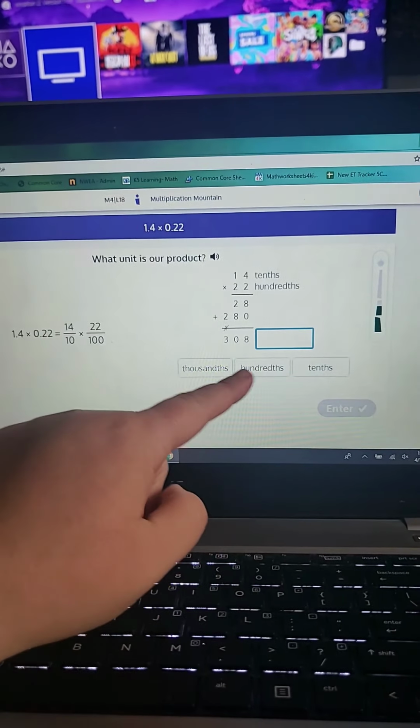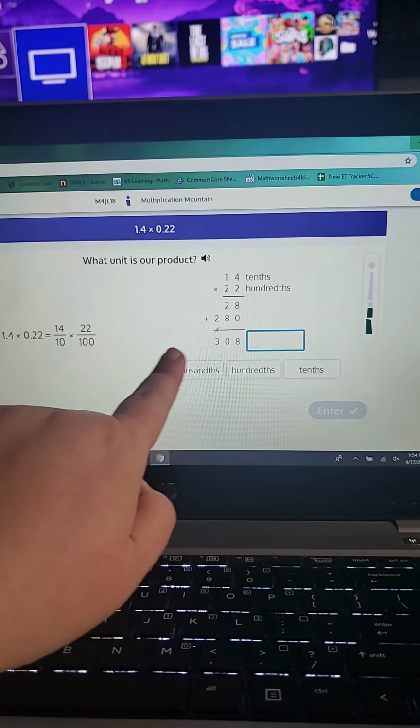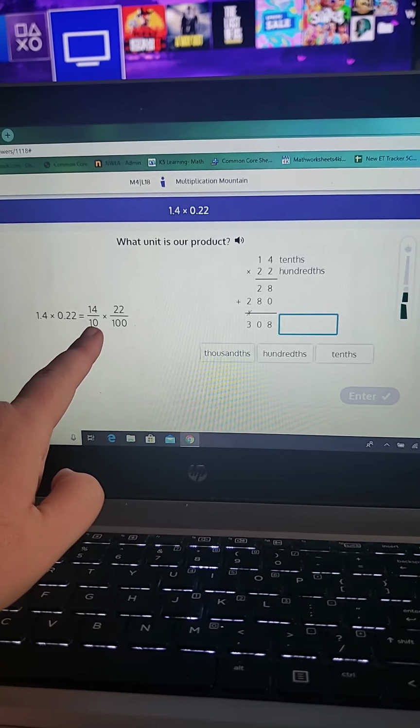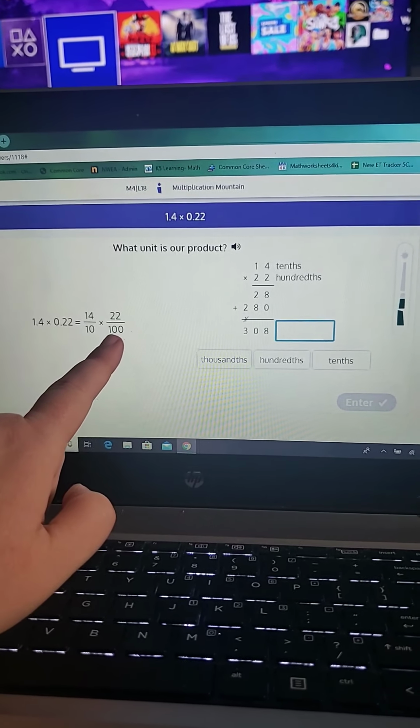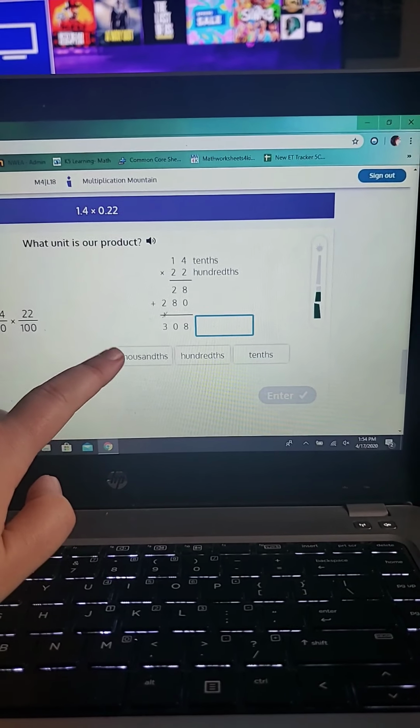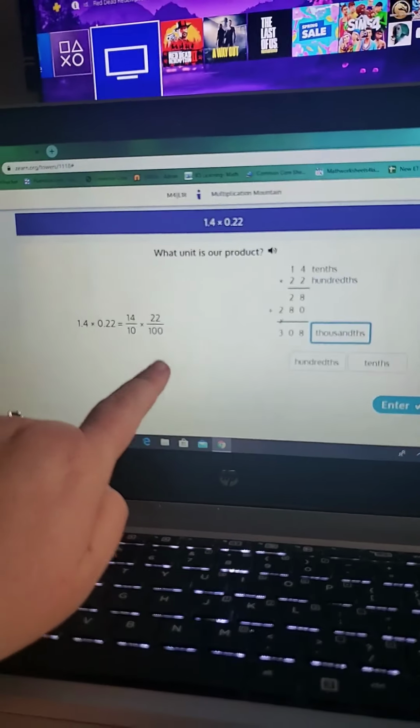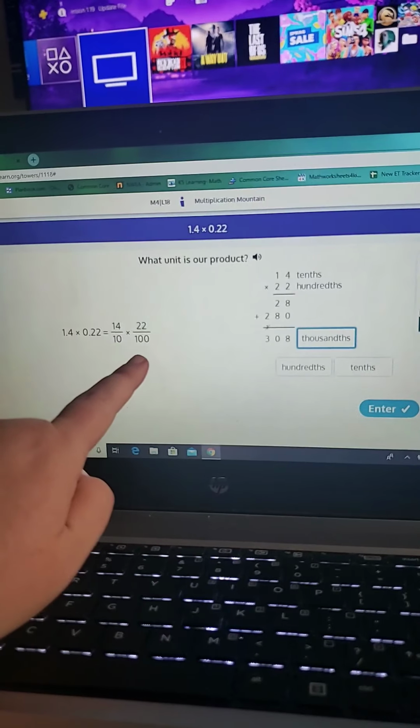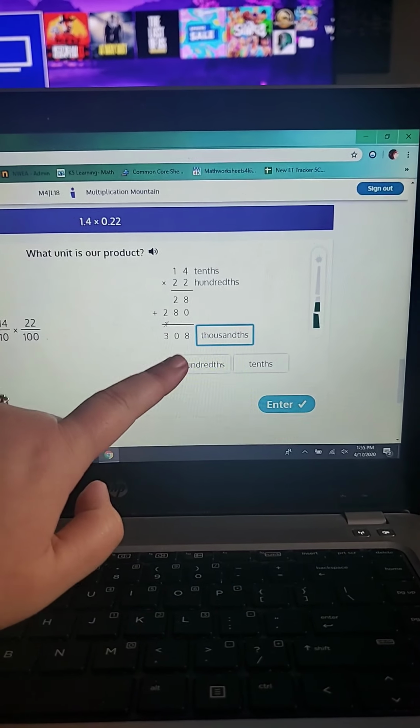Now we have this word. This is where we're going to figure out what it is. So go back to your denominators. 10 times 100 is 1,000. So this is going to be over thousands. Okay, so go back to your denominators and multiply them to figure out which word you're going to choose.